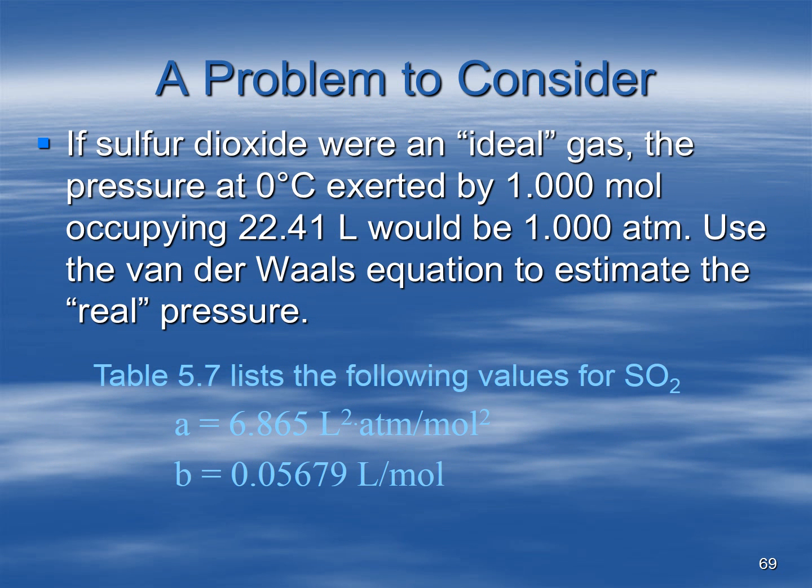Okay, so let's look at an example of how you might do this, but I wouldn't ask you one of these on the test. They might show up on an OWL problem or something like that. I'm not sure. But anyway, let's look at this problem. If sulfur dioxide were an ideal gas, the pressure, at standard temperature, 0 degrees, 1 mole, at 22.4 liters, would be 1 atmosphere. That would be standard temperature, pressure, and volume. Okay, so that's what it should be. But use the van der Waals equation to estimate what the real pressure would be given these corrections. So we have to find the values for a and b from that list that we just saw.